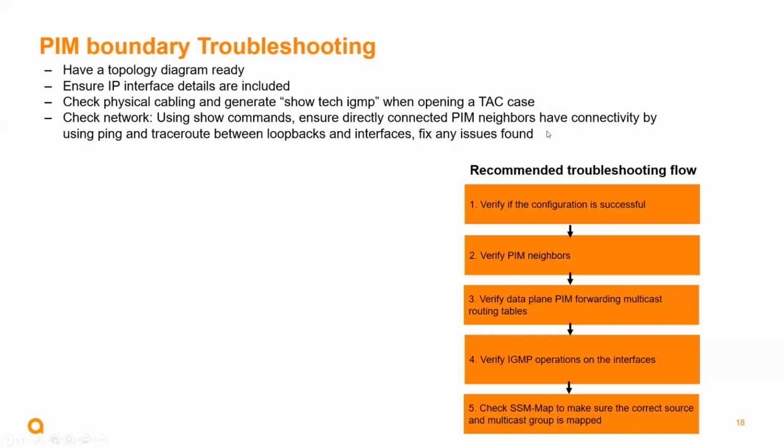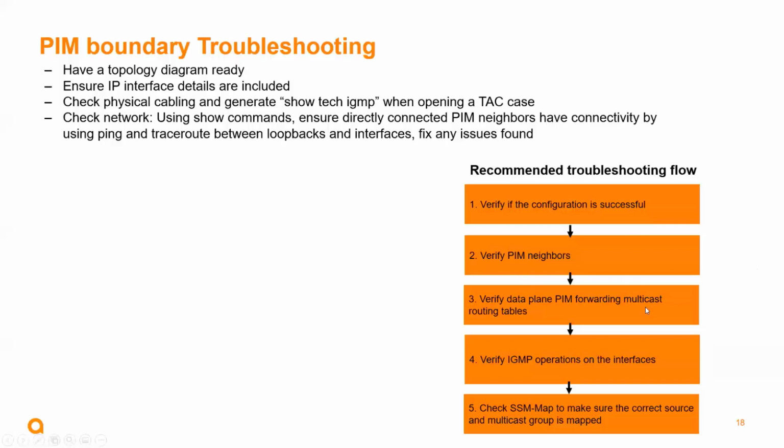Also, please make sure to verify connectivity and neighbor relation between your neighboring PIM devices, and ping from your source DR all the way to the receiver DR to make sure that at least unicast routing is working for this multicast to work, unless you're doing a multicast static route. That's different, right? Verify if the configuration is successful.